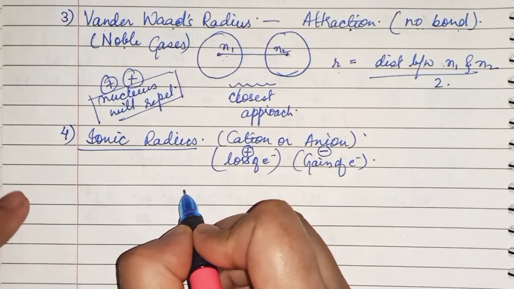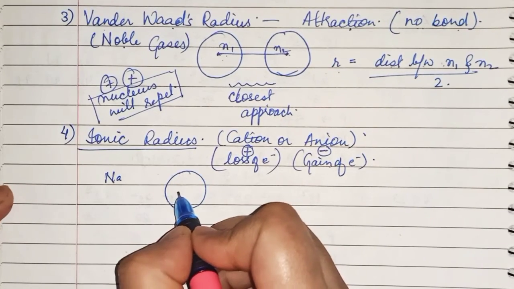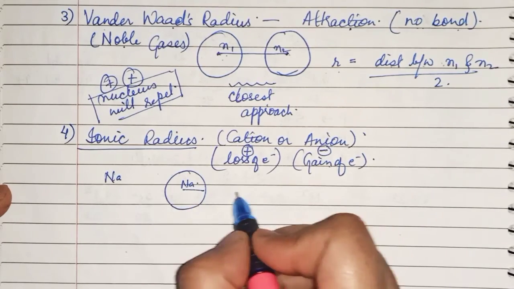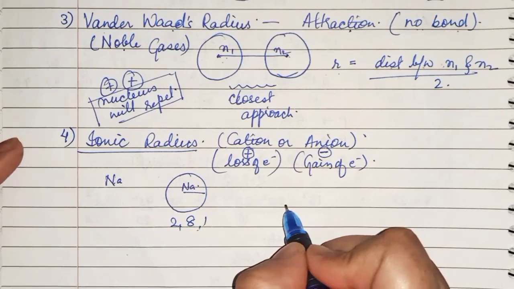Suppose we take one example, sodium. Sodium is like this, and it is neutral. When it loses an electron, 2,8,1 will become 2,8.